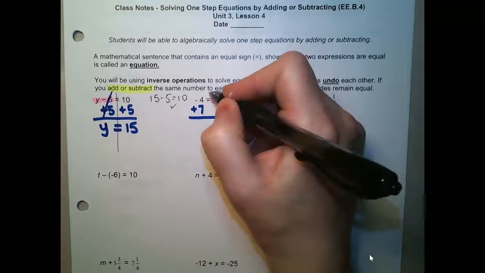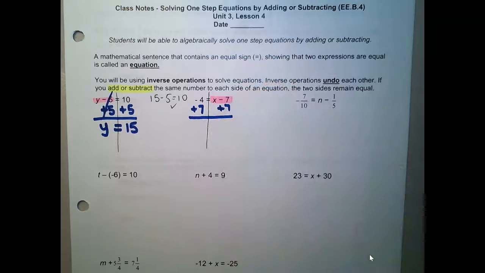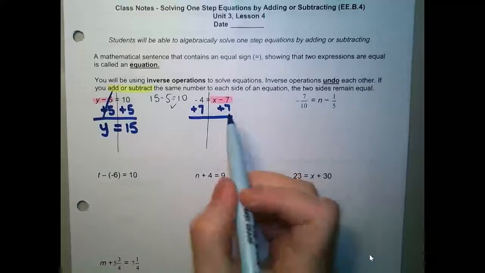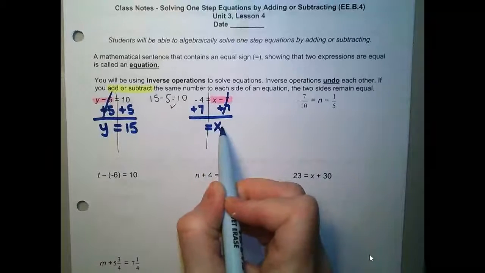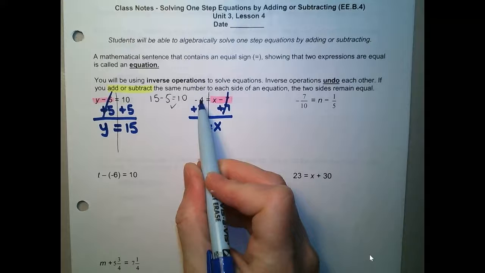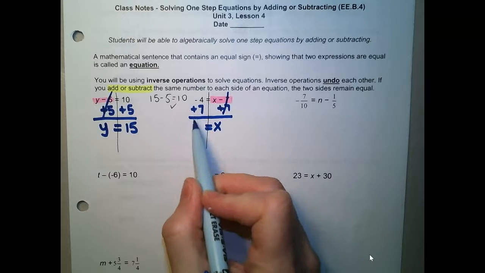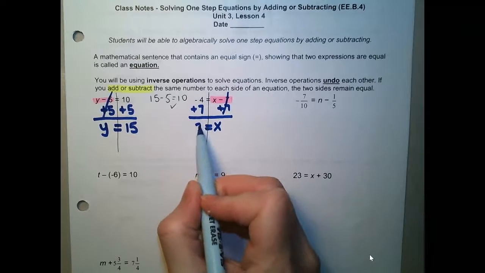Now, you do not need to draw this vertical line segment, but it helps some people keep the left and the right organized. The minus 7 plus 7 cancels each other. We only have an x on the right side and the left side. A minus 4 plus 7, I have more positives than I have negatives, and there are 3 more.